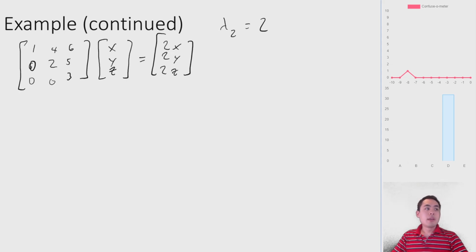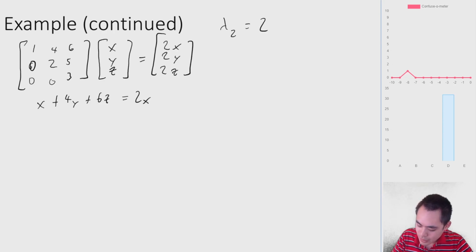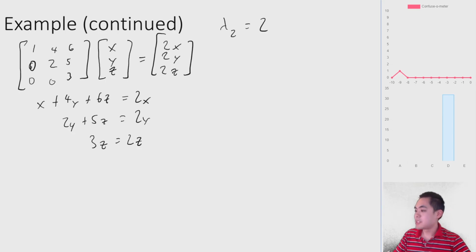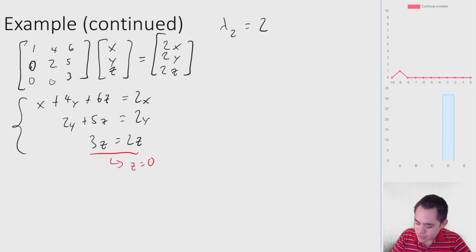Now, I'm going to do this one a little bit differently than the last one, because all we're doing is solving a system of equations. So when we multiply this out, x plus 4y plus 6z is equal to 2x, and 2y plus 5z is equal to 2y, and 3z is equal to 2z. This is entirely equivalent to the other system, and all we have to do is solve these things. So the first thing you'll notice is that this implies that z is equal to 0.